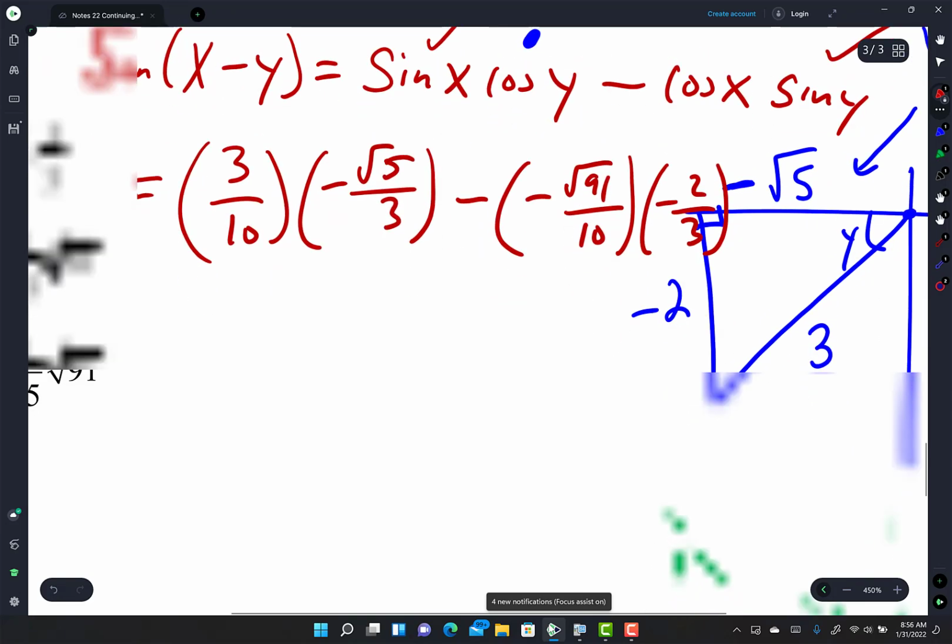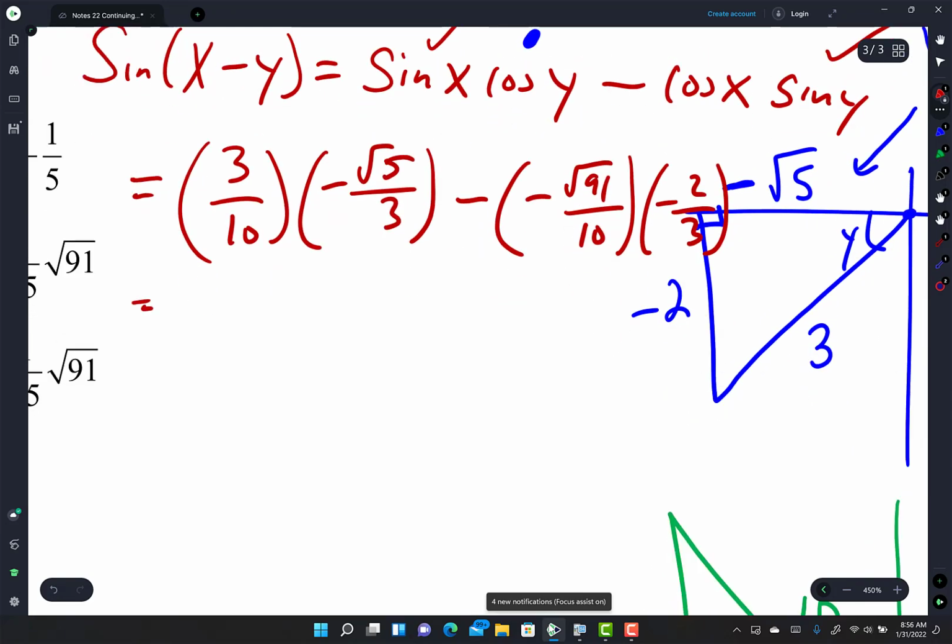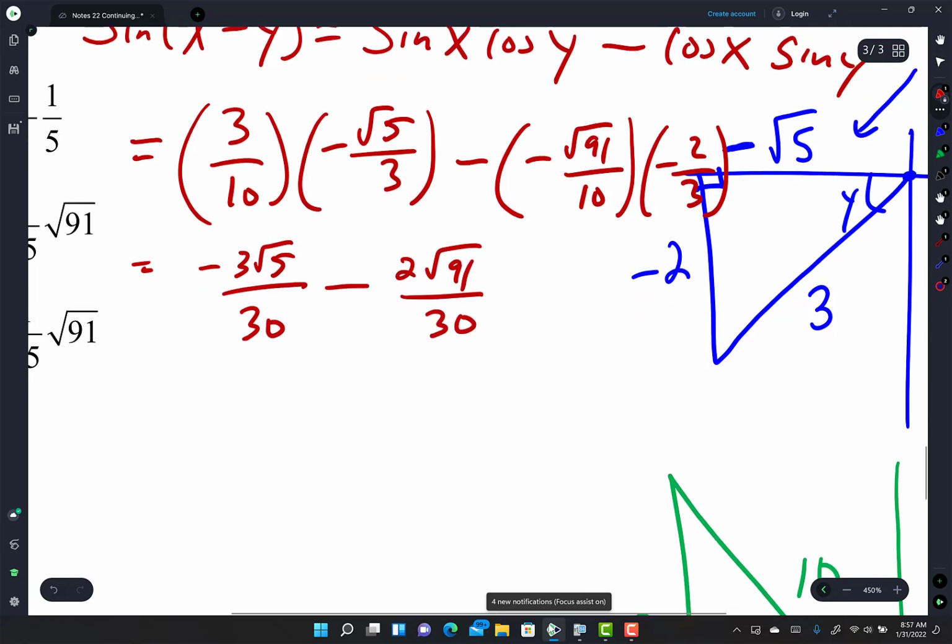So there it is. And now I just multiply to see what that is. So negative 3 square root of 5 over 30. And it goes negative times a negative times a negative. So it's going to stay negative. Do you guys see that? And then 2 square root of 91 over 30. I don't see anything simplifying, guys. So negative 3 square root of 5 minus 2 square root of 91.